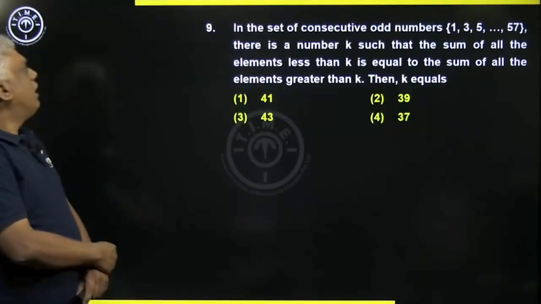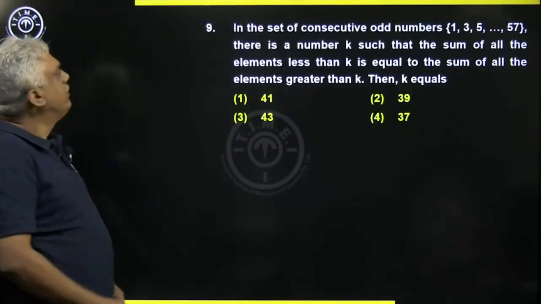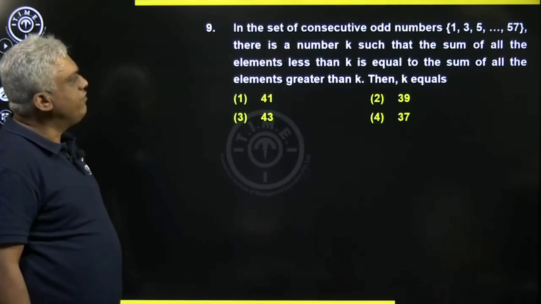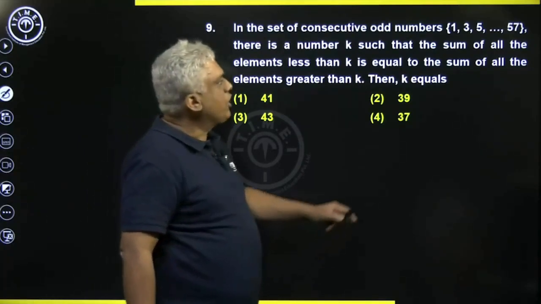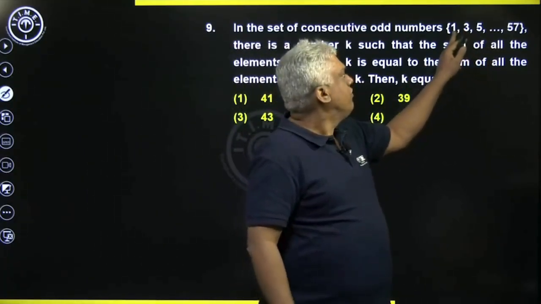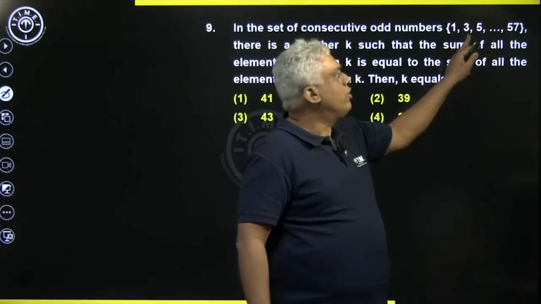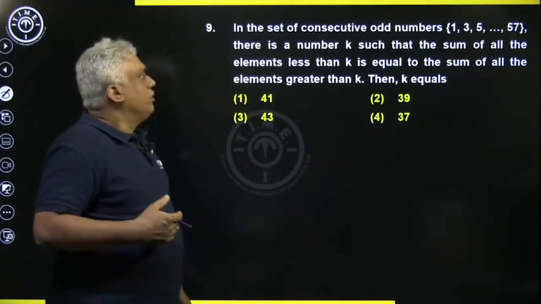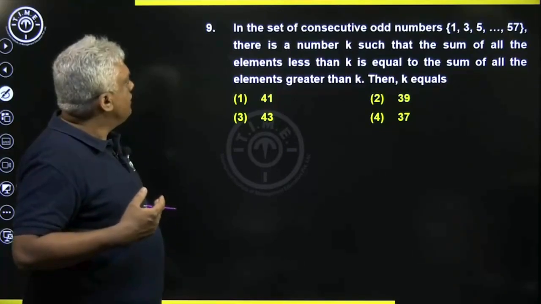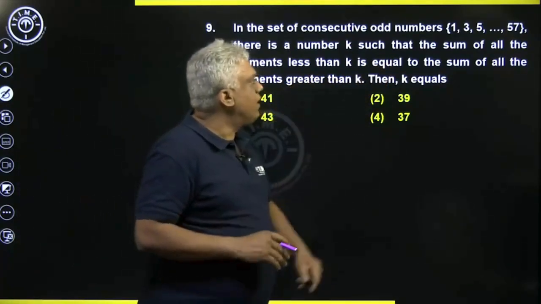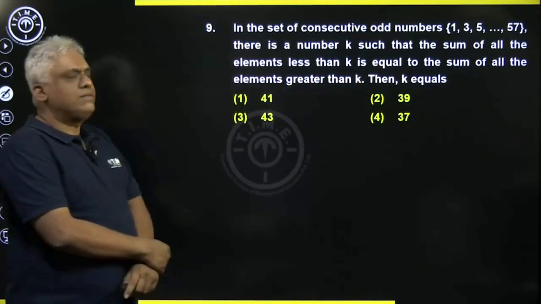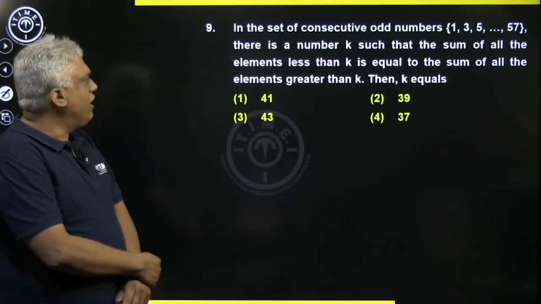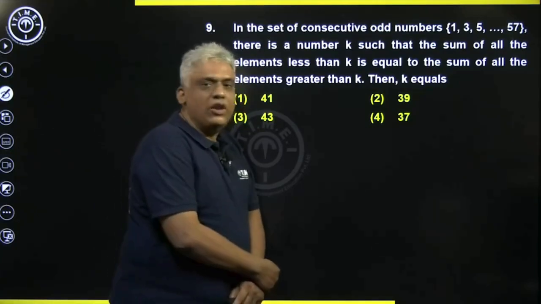Now, in the set of consecutive odd numbers 1, 3, 5 till 57, you can notice that these are odd numbers. First odd number, 3 is the second odd number, 5 is the third odd number, right? There is a number k such that the sum of all the elements less than k is equal to the sum of all elements greater than k. Then the value of k is.